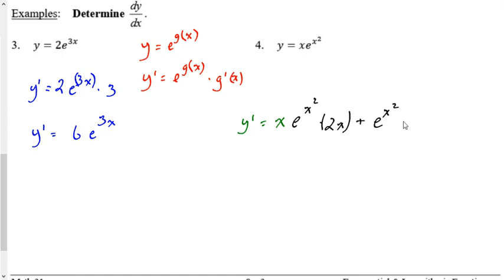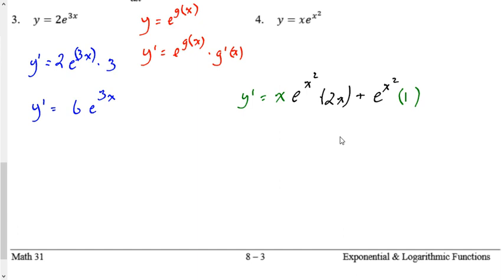So there's the derivative. Now what we'll find is for simplifying these derivatives, quite often we will have a common factor. And you can see here that this e to the x squared is common to both of these. So y prime will equal e to the x squared, and then the leftovers, the x times 2x is a 2x squared, and then plus a 1. And there's the derivative for question number 4.